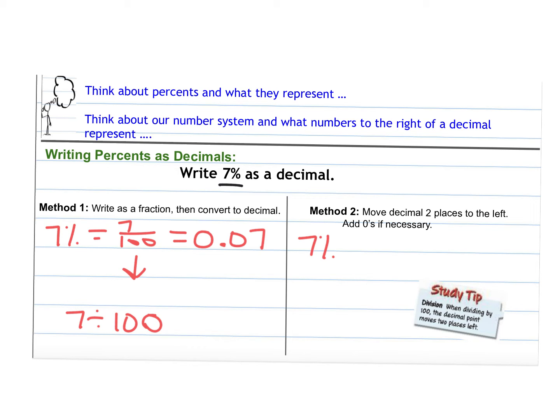When I look at 7%, I don't see a decimal point, which means the decimal point is really just right after the 7, because remember 7 is the same as 7.0. So then I move the decimal 2 places to the left, so I go 1, 2. I don't have anything in this spot to the left of the 7, so I add a 0. And we always want to make sure we have a 0 in front of our decimal, so then it would be 0.07, which would match our other method.